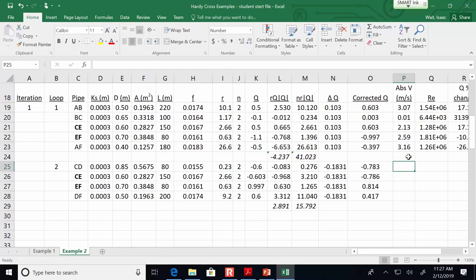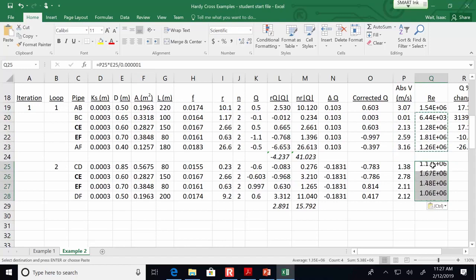Okay, we can copy the formula for the absolute value of the velocity and the Reynolds numbers and the percent change.